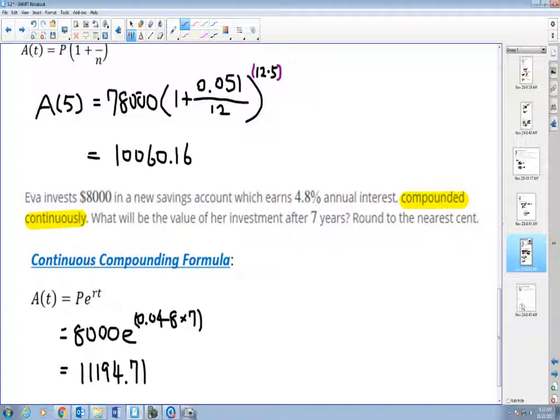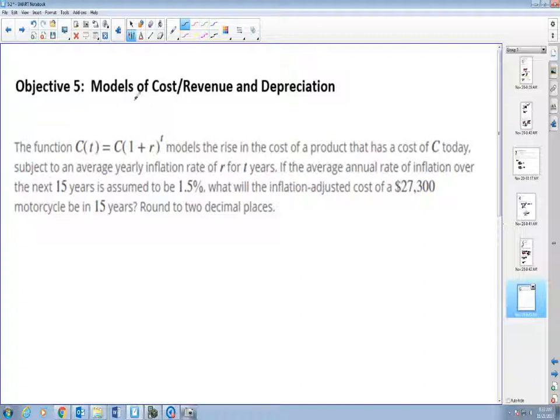Alright, another set of problems I want to show y'all is the cost models, also involving revenue and depreciation. So this function C sub t models the rise in the cost of a product that has a cost of C today. Capital letter C is the cost of today, subject to an average yearly inflation rate. So this problem is about inflation. Inflation occurs annually, so the r is the inflation rate for t number of years.